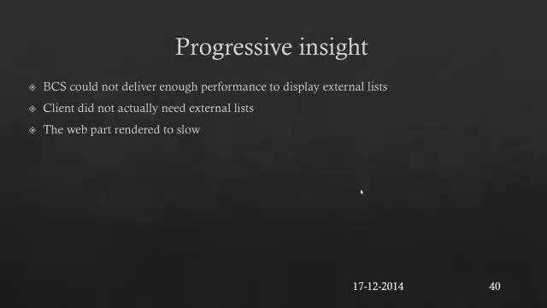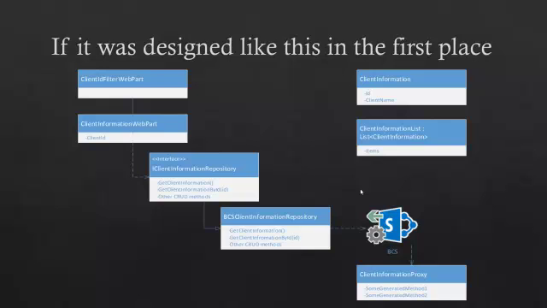And the web part rendered way too slow. So we had a design where the web part used BCS to display external lists to display this information. Unfortunately, the client says, oh, I'm sorry, it's too slow and we don't need external list anyway. And the web part rendered very, very slow. Not that good design. So if it was designed something like this, it would be a very different story.